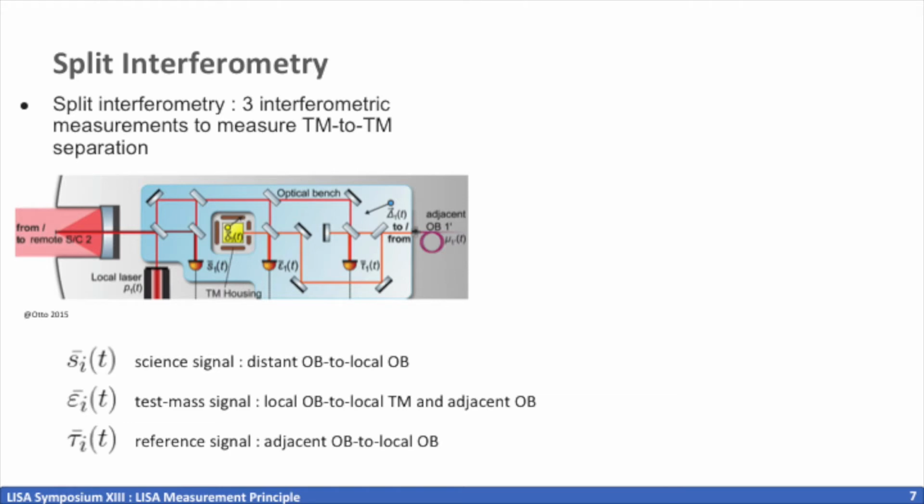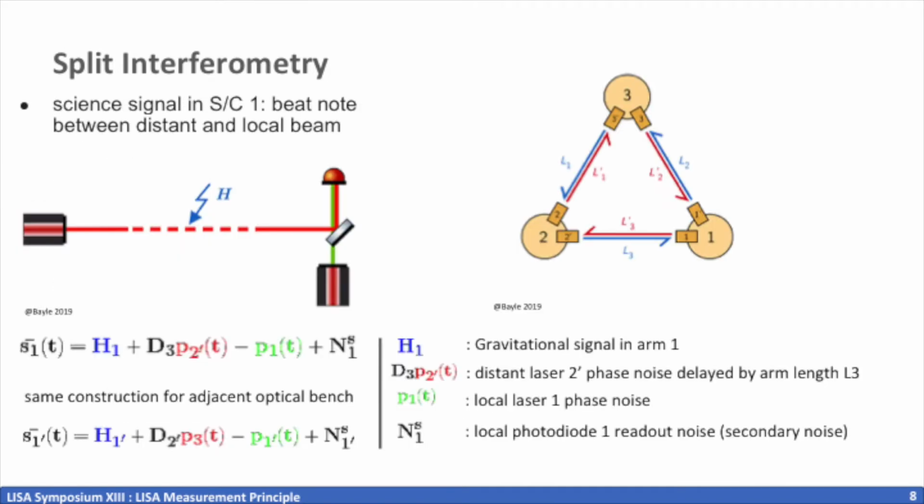Here, the bar notation means that we are neglecting clock noise. Because the science signal contains distant beam information, it will contain the gravitational wave information, H, here in blue. It also contains the delayed laser phase noise from the distant spacecraft, here in red, and the local laser phase noise in green. Also, secondary noise like photodetector or readout noise. The same measurement is performed by the adjacent optical bench.